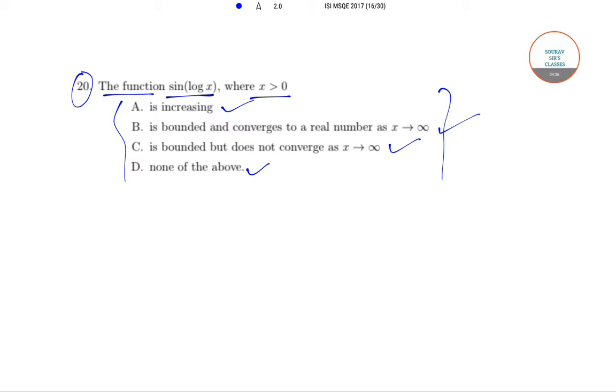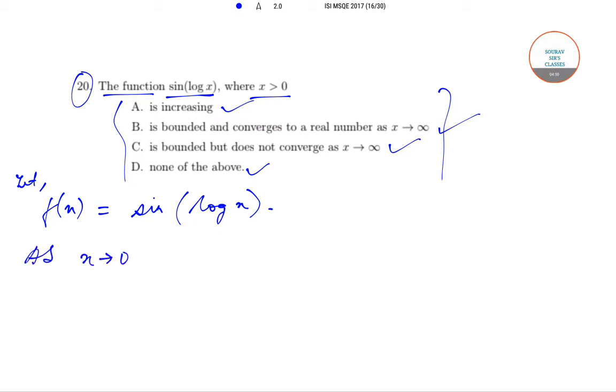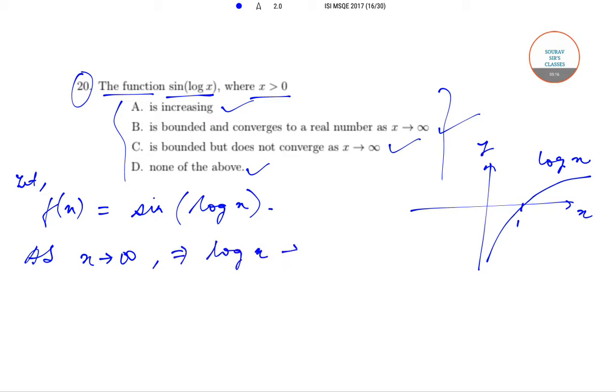So the function that we have been given is f of x. Let f of x be equal to sine of log of x. Now let us draw the graph of log of x. Log of x is somewhat like this, with the x-axis, the y-axis, and this is log of x. Now as x tends to infinity, we can say that log x also tends to infinity.